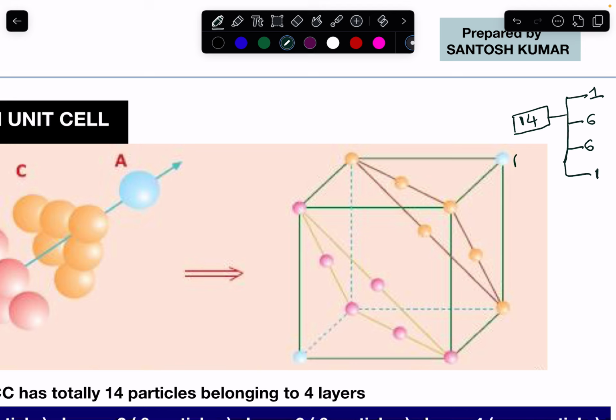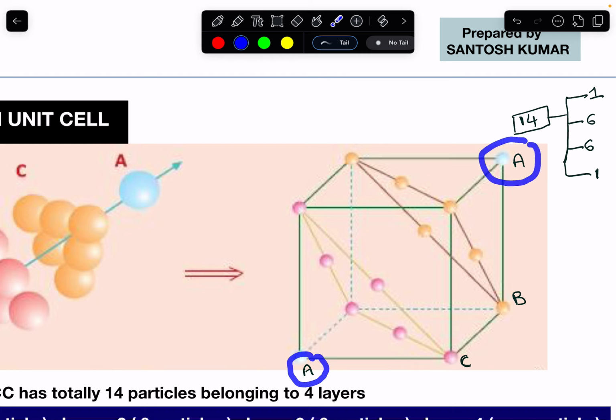So let us say this is layer A, layer B, layer C, and this is layer A, because here the particles of the fourth layer are lying exactly below the particles of the first layer. That means the fourth layer is the repetition of the first layer. Hence, this arrangement is A, B, C, A arrangement.